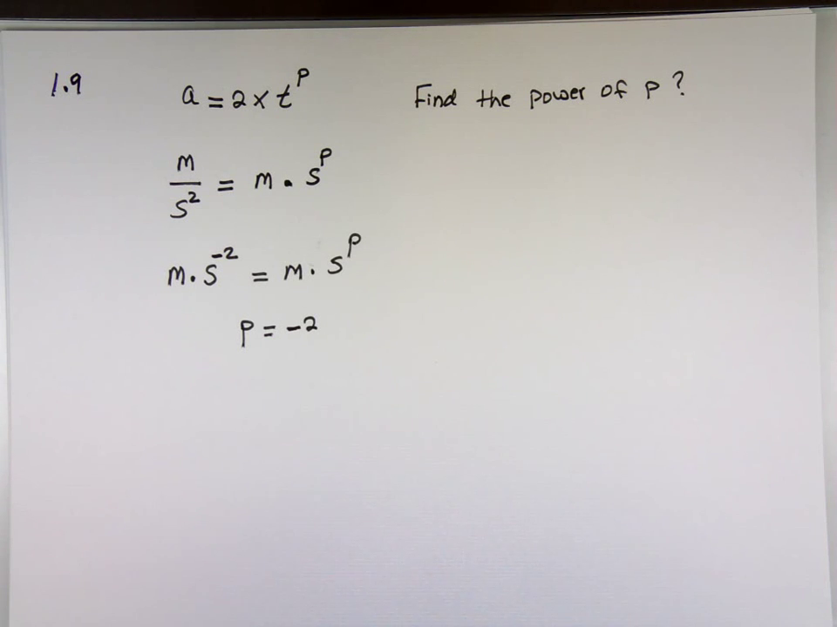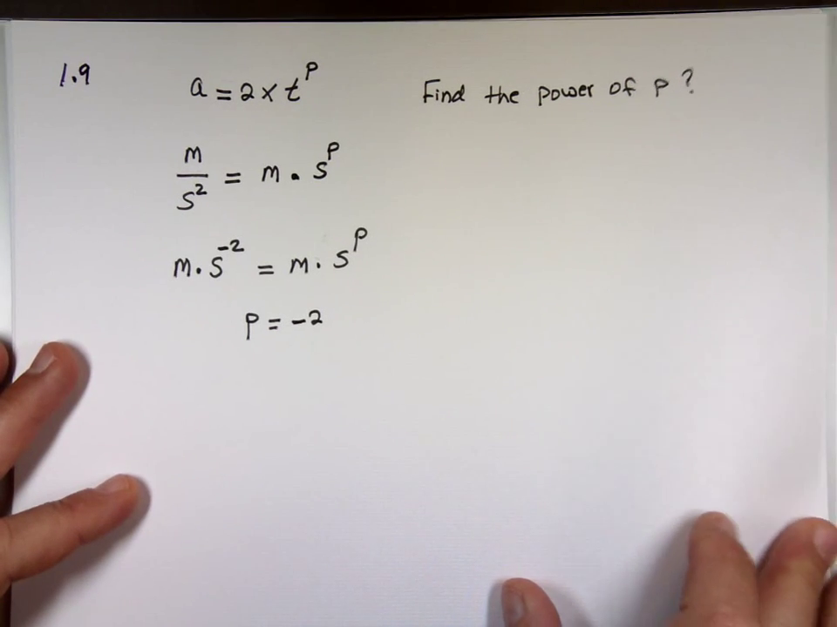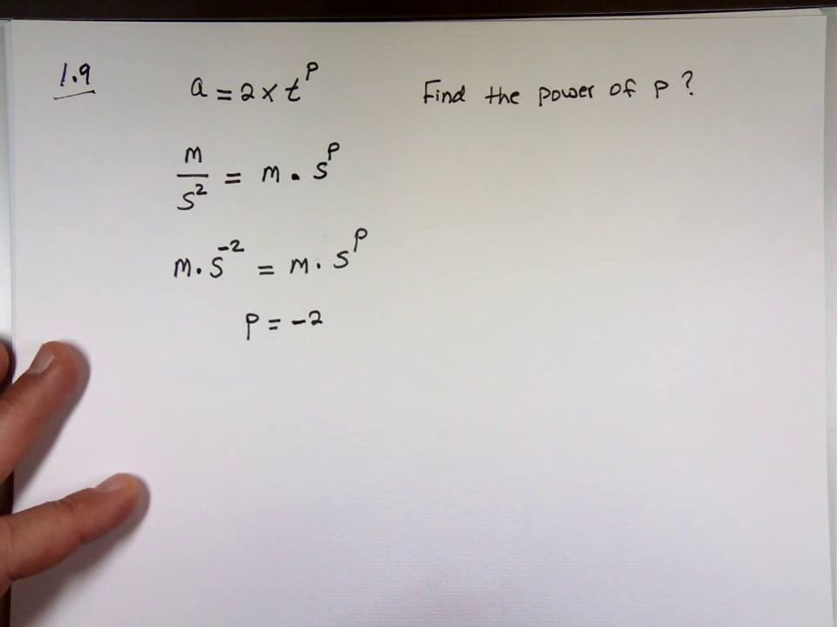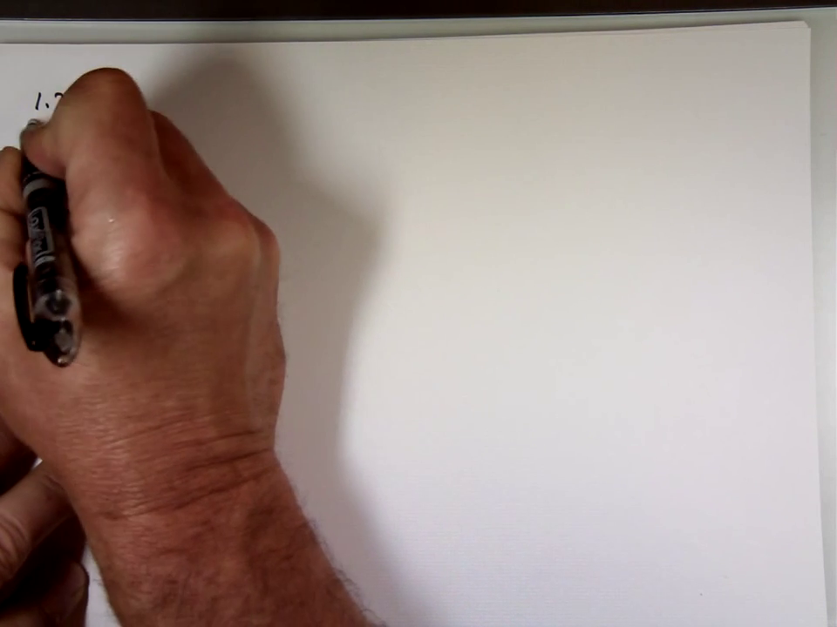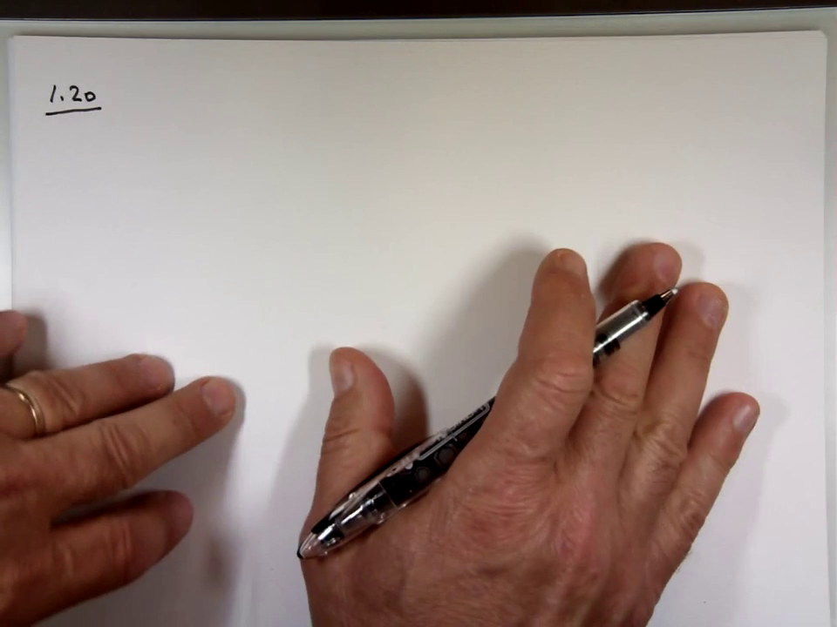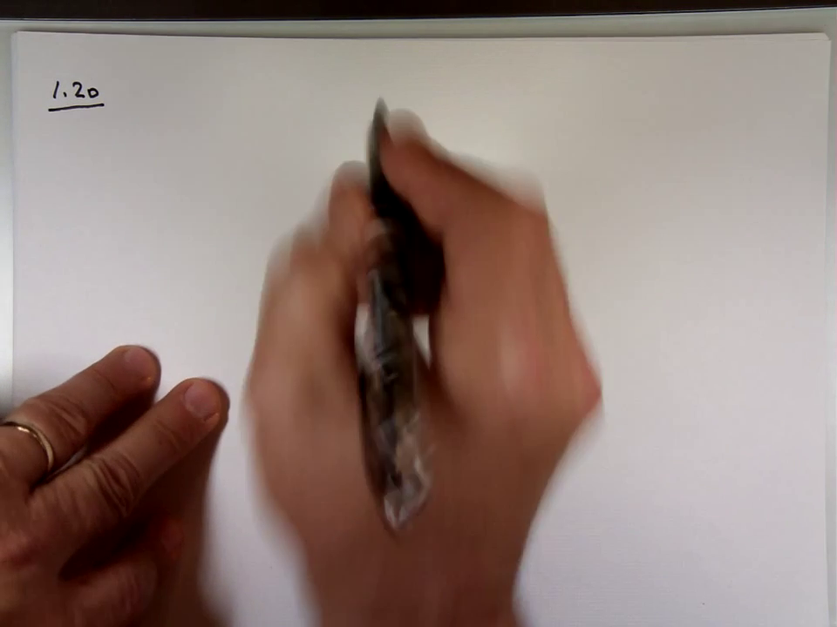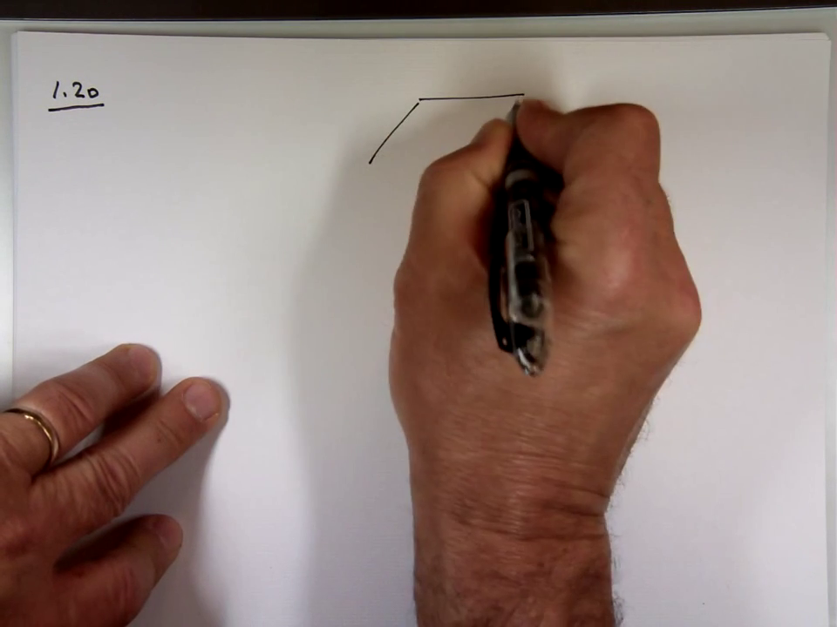And the last one from this chapter is number 20. The largest building in the world by volume is the Boeing 747 plant in Everett, Washington. That's the largest building. It measures approximately, so it looks like a rectangular shaped building, like this.